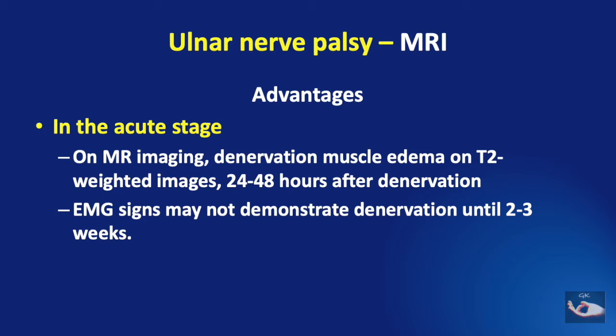In the acute stage, on MR imaging, denervation muscle edema on T2 weighted images is seen 24 to 48 hours after denervation, especially if it is a total axonotmesis or neurotmesis. This change will not be seen if it is a neuropraxia. We should also note that EMG signs of denervation may not demonstrate until 2 to 3 weeks.